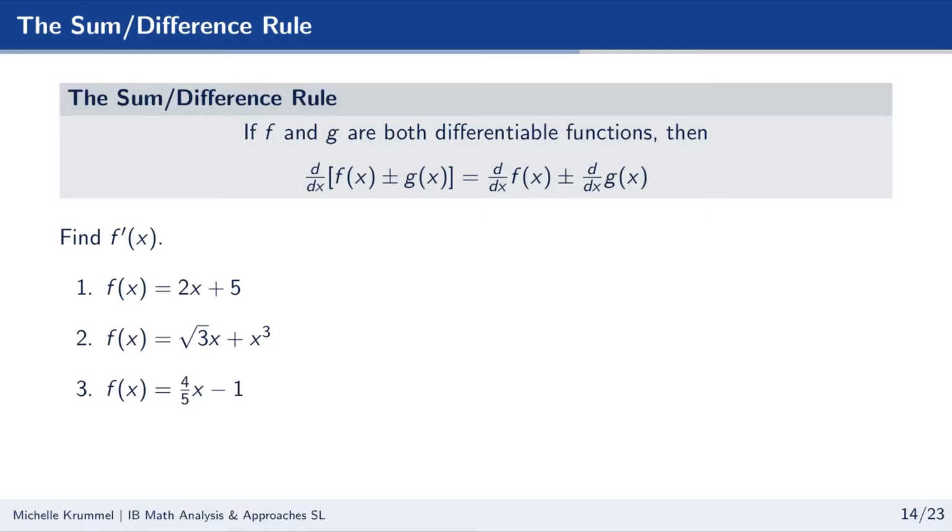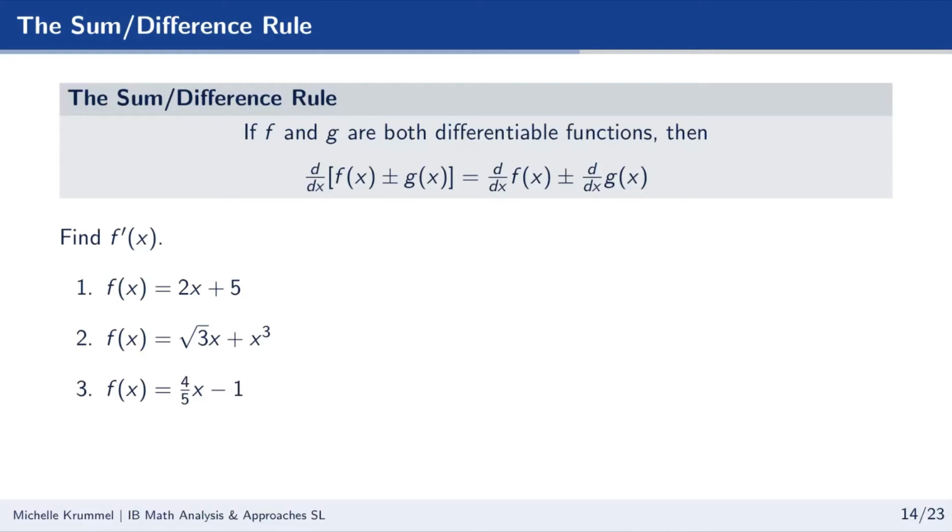Our next rule is the sum difference rule. If f and g are both differentiable functions, then the derivative of f plus or minus g is equal to the derivative of f plus or minus the derivative of g. In other words, we can combine our functions together first and then take the derivative, or we can take the derivative of each term separately and then combine the answers.